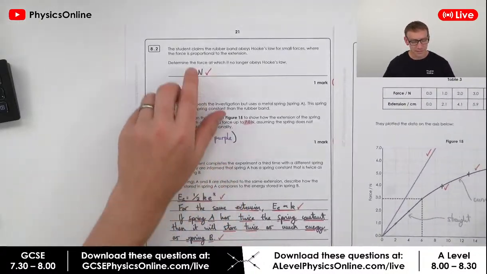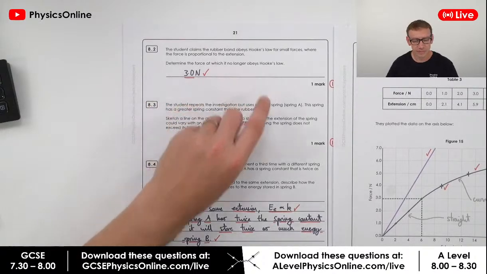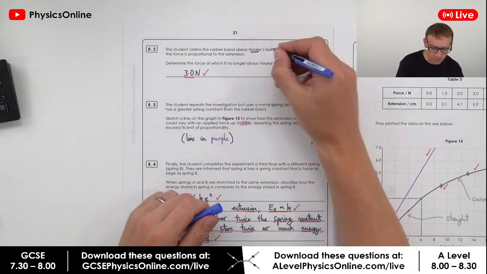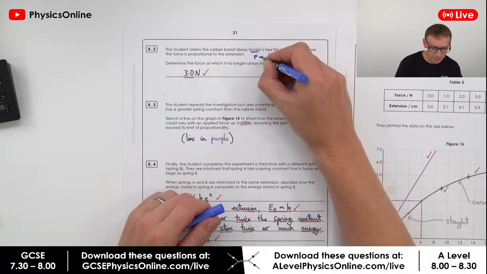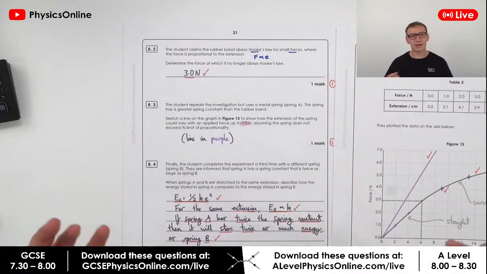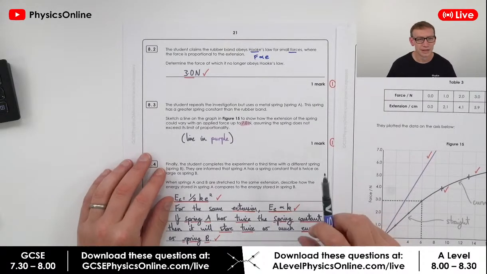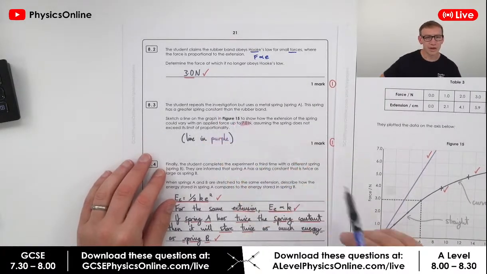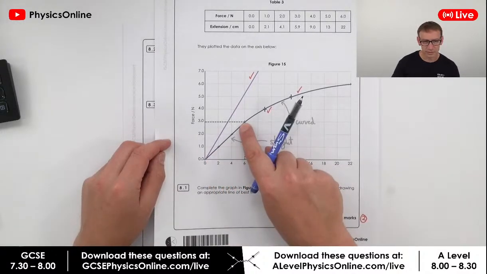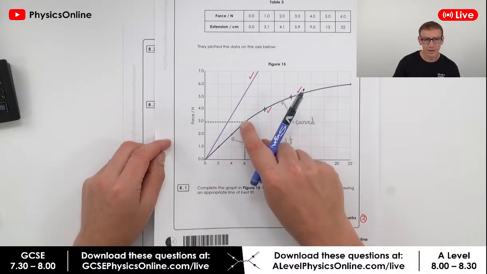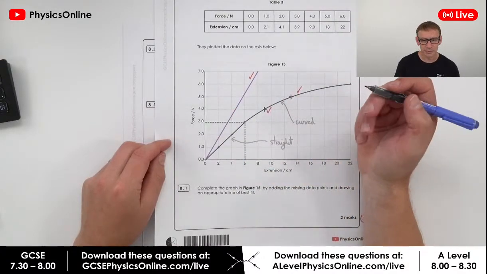Okay, so the first thing, easy marks. The second question then is, the student claims the rubber band obeys Hooke's law for small forces. So this means you need to know what Hooke's law means. Basically Hooke's law says that the force is going to be proportional to the extension, provided it's not gone past the limit of proportionality or the elastic limit. Determine the force at which it no longer obeys Hooke's law. Looking at the graph, we want to find the bit where it stops being this linear relationship and we have this curved relationship, and I would say somewhere around a force of 3 newtons.